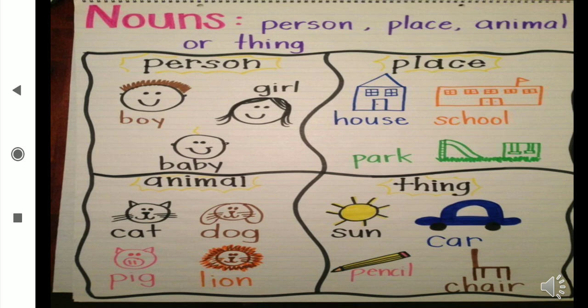Now we will see the examples of things which have their own names, and these names we consider as a noun. Yeah, sun, car, pencil, chair. Very good, students. All these persons, places, animals, things, names come under the category nouns.